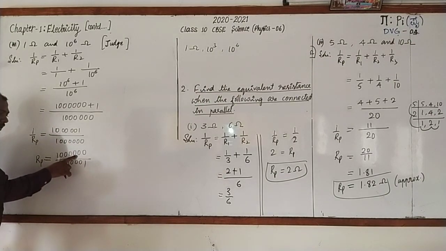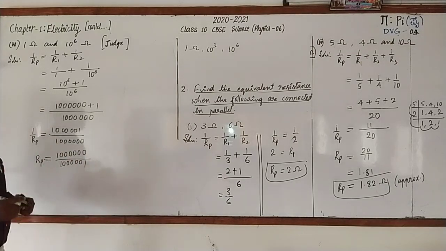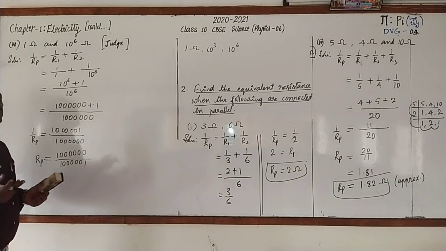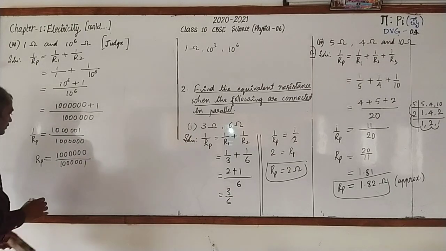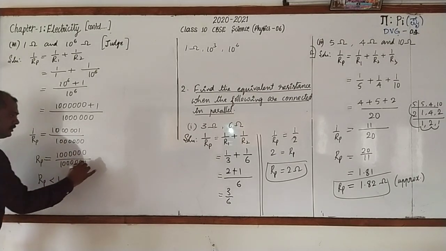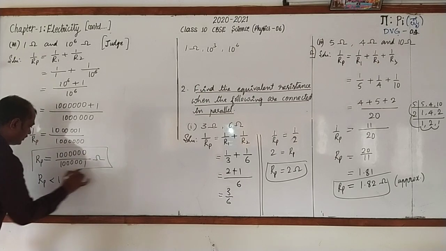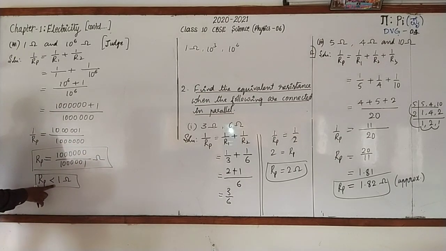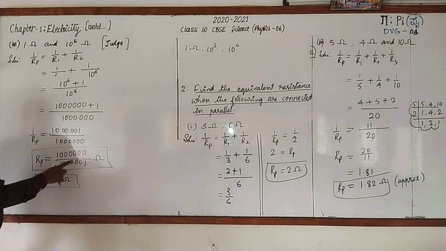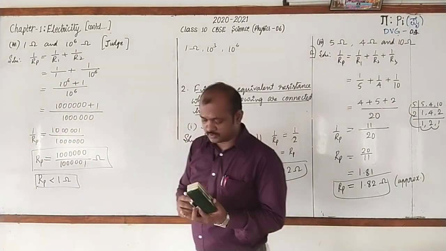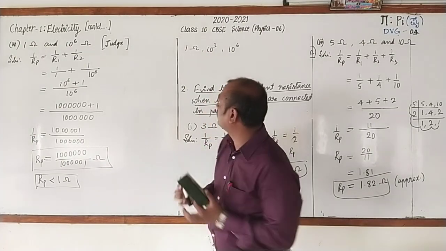See, the numerator is smaller than the denominator. Then what will be the resistance? Will it be lesser or more than 1 ohm? It will be less than 1 ohm. Clear? So these two are very important results. This is the final answer and this is the judgment. After finding the value, you can judge that the value is less than the smaller value of the resistance. Now we will move on to another one.